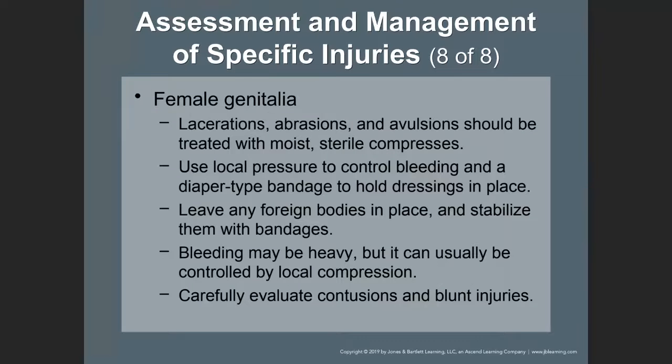For injuries to the female genitalia, lacerations, abrasions, and avulsions should be treated with moist, sterile compresses. Use local pressure to control bleeding and a diaper-type bandage to hold dressings in place. Leave any foreign bodies in place and stabilize them with bandages. Bleeding may be heavy, but it can usually be controlled with local compression. Carefully evaluate contusions and blunt injuries. And that would be the end of this chapter.